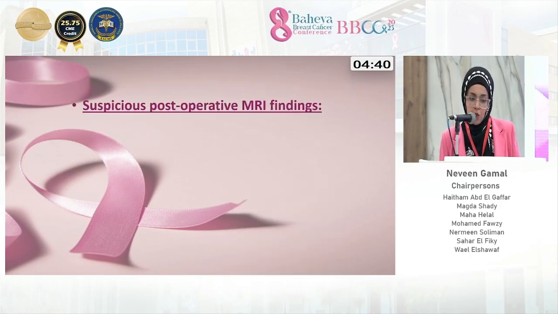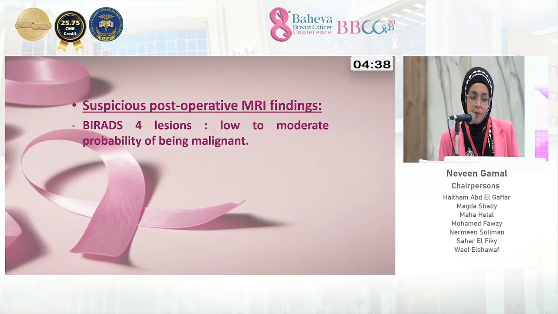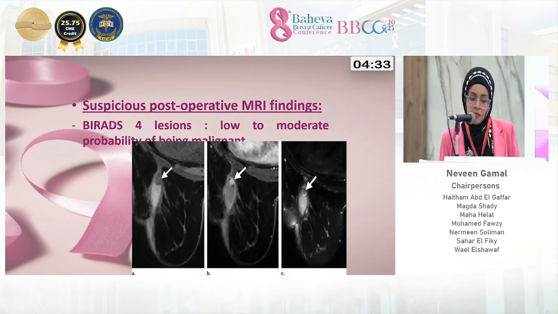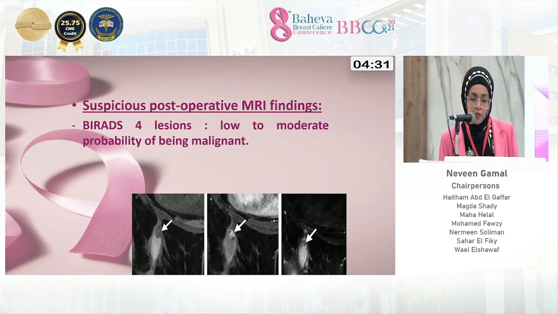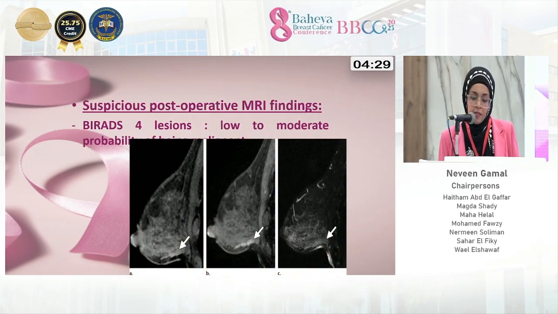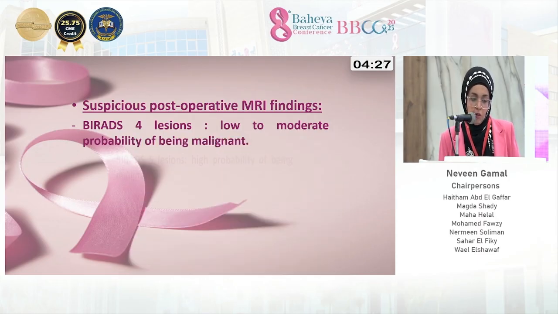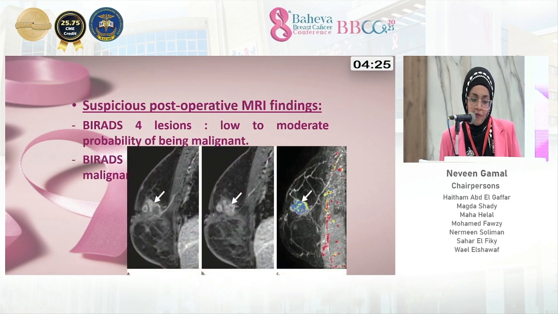And also we have suspicious post-operative MRI findings like BI-RADS 4 lesion, low to moderate probability of being malignancy, such as nodular enhancement inside the seroma and segmental non-mass enhancement. And also we have BI-RADS 5 with high probability of malignancy, such as an enhancing mass lesion at the site of the previous conservative breast surgery scar.